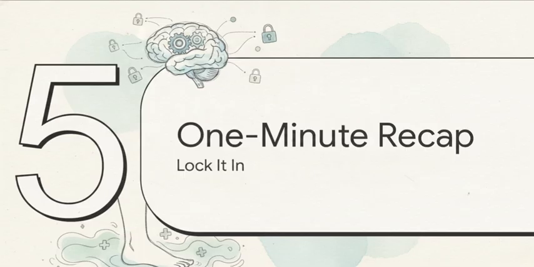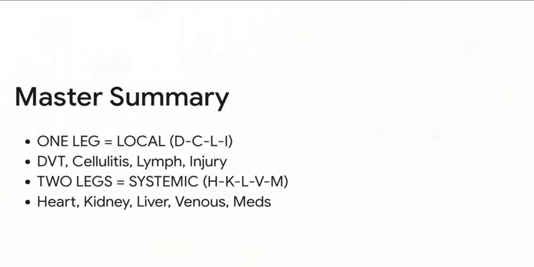Which brings us to Section 5, our 1-minute memory recap. All right, let's burn these mental models into your long-term memory right now. This is the entire explainer condensed. The master rule: one leg points to a local problem, two legs point to a systemic or common venous problem. For one leg, your mnemonic is DCLI: DVT, cellulitis, lymph, injury. For two legs, it's HKLVM: heart, kidney, liver, venous, medications. Seriously, if you can just recall these two acronyms, you will never be lost evaluating lower limb edema again.